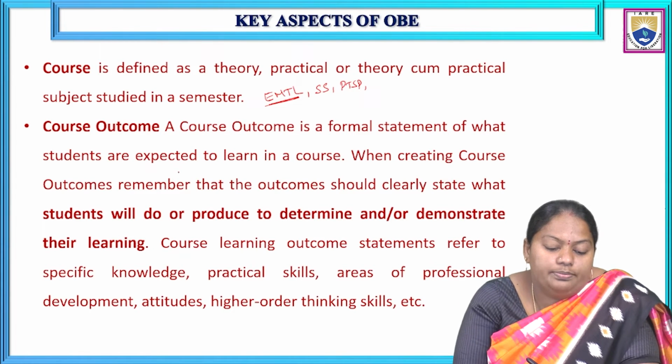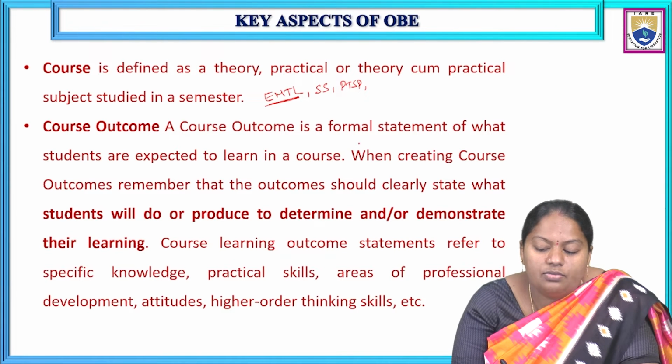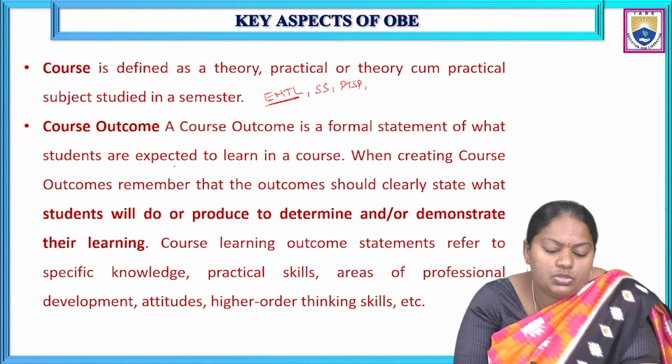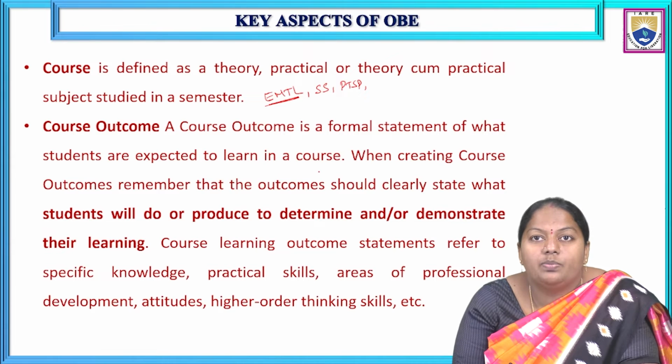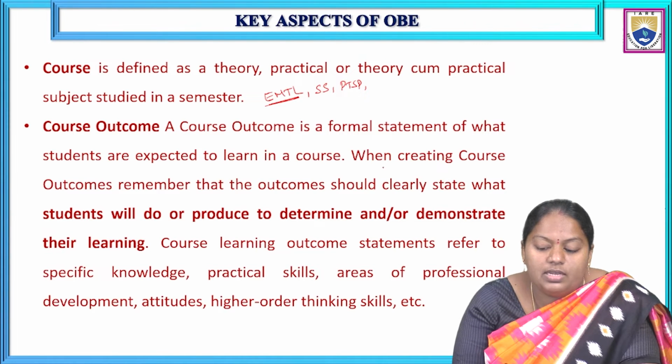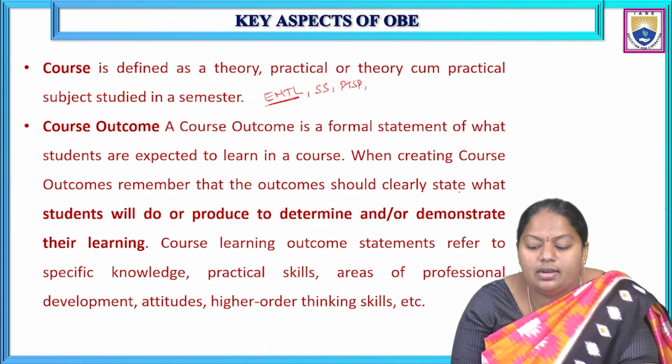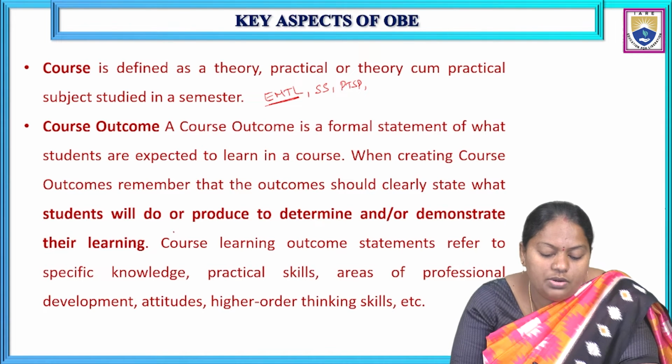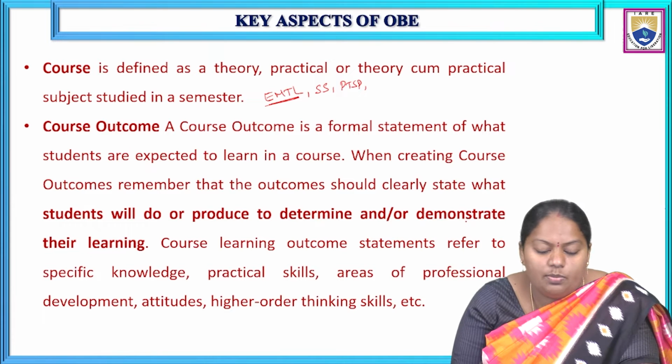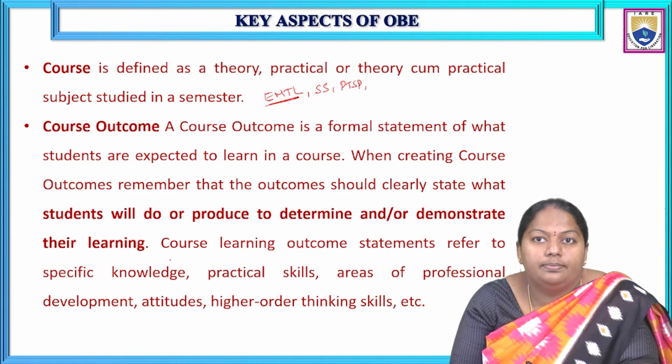Then course outcome, how is it to be written? A course outcome is a formal statement of what students are expected to learn in a particular course. When creating course outcomes, remember that the outcomes should clearly state what students will do or produce to determine and demonstrate their learning.